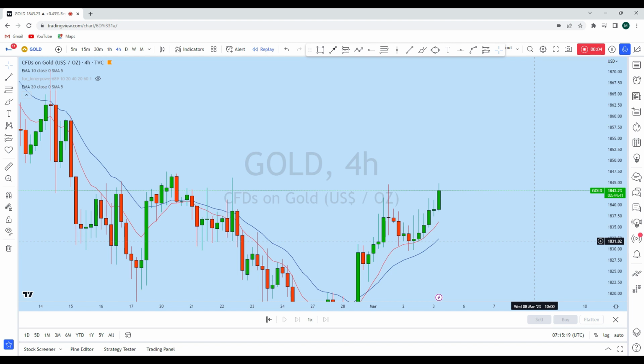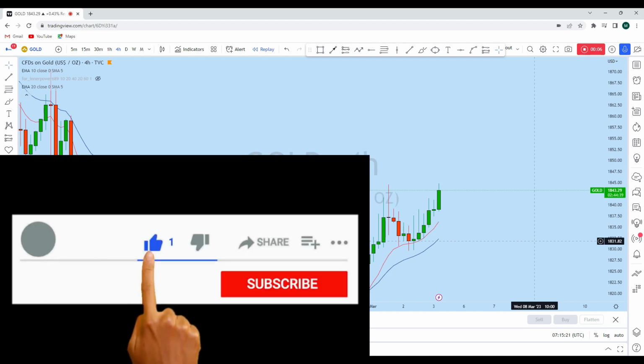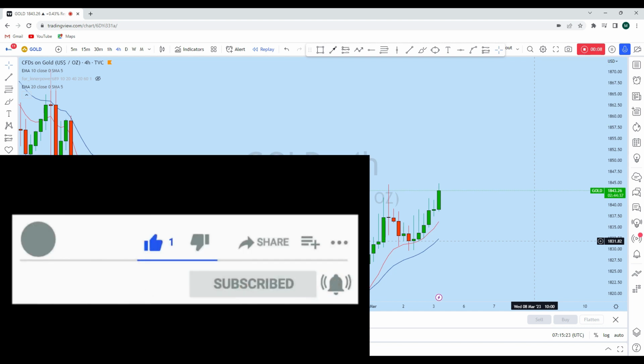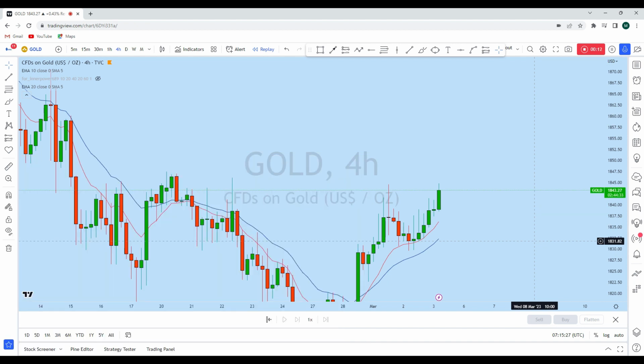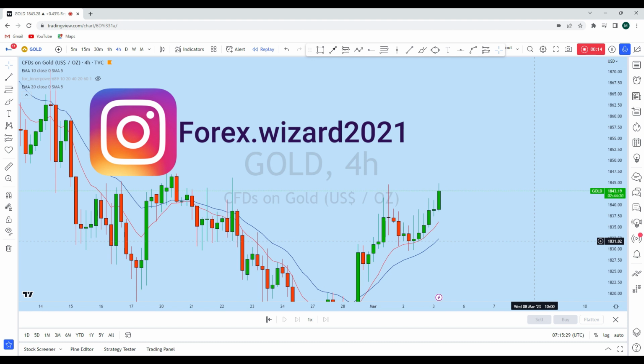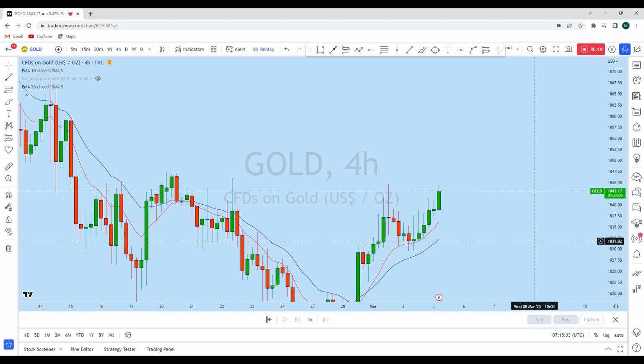Let's see what kind of trading opportunity we currently have in this instrument. As you can see, gold from the lower time frame perspective is giving us a significant trading opportunity. Now, before we discuss how we can trade, let's look at the bigger picture to see the general direction in the market, and then we'll jump onto this lower time frame to see how we can trade gold.